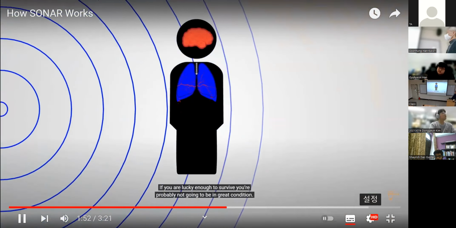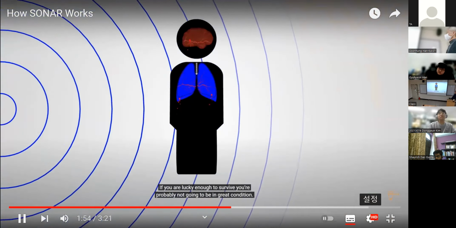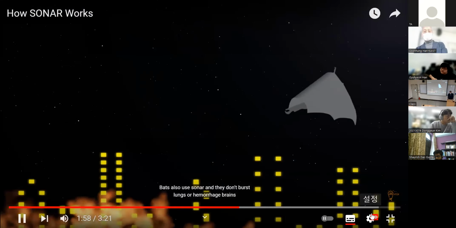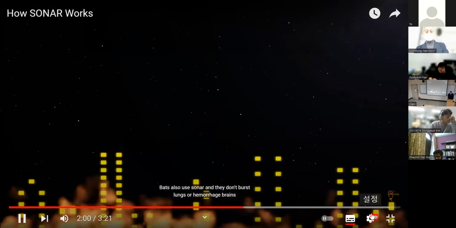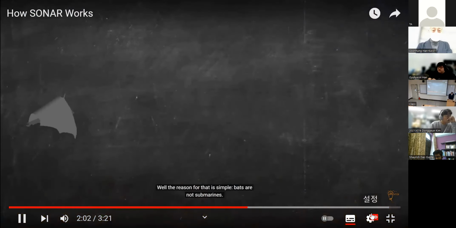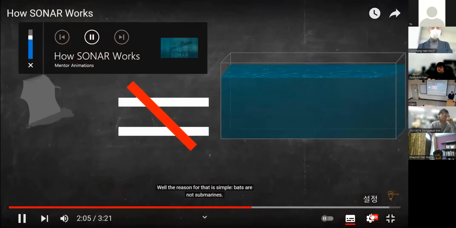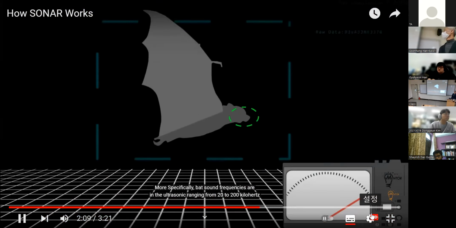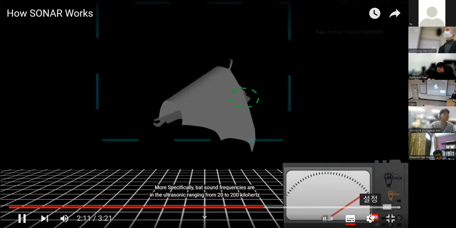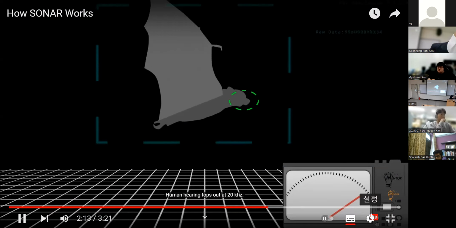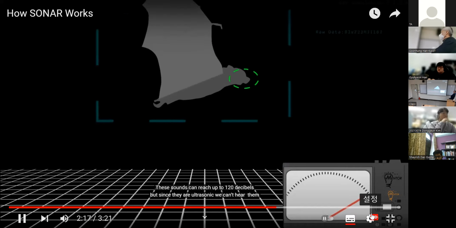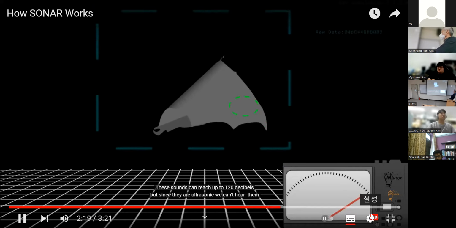But if you're lucky enough to survive, you're probably not going to be in great condition. What about bats? Bats also use sonar and they don't burst lungs or hemorrhage brains. Well, the reason for that is simple. Bats are not submarines. More specifically, bat sound frequencies are in the ultrasonic, ranging from 20 to 200 kHz. Human hearing tops out at 20 kHz. These sounds can reach up to 120 decibels, but since they're ultrasonic, we can't hear them.